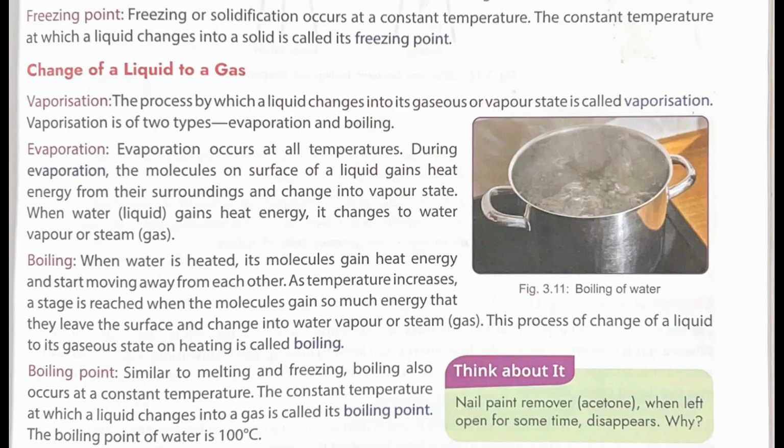Boiling. When water is heated, its molecules gain heat energy and start moving away from each other. As the temperature increases, a stage is reached when the molecules gain so much energy that they leave the surface and change into water vapor or steam, which is gas. This process of change of a liquid to its gaseous state on heating is called boiling. Boiling point. Similar to melting and freezing, boiling also occurs at a constant temperature. The constant temperature at which a liquid changes into a gas is called its boiling point. The boiling point of water is 100 degrees Celsius.